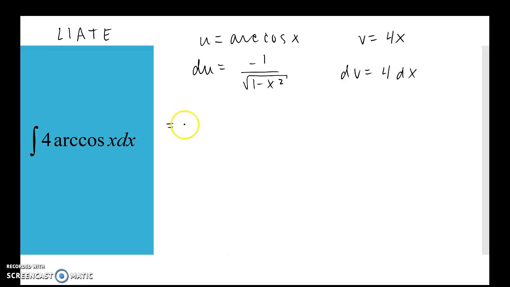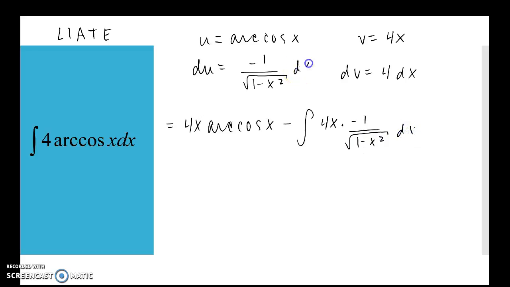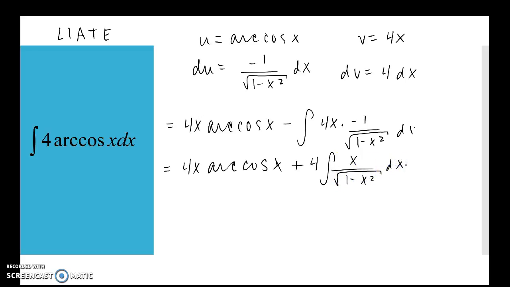Okay, so by parts, u times v, 4x arc cosine of x, minus the antiderivative of v times du. I keep forgetting to put that dx in there. Okay, 4x arc cosine of x. Take the 4 out. Now I have x divided by the square root of 1 minus x squared. So now again, you're still evaluating an integral.